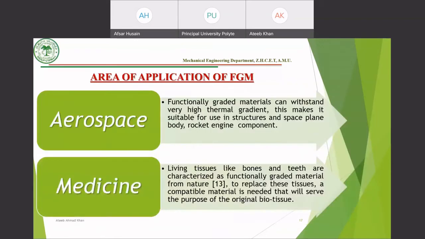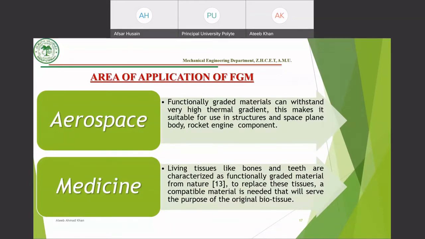Now, moving on to the areas of application of FGM. In the very first application of FGM, you have already seen that it has been used in aerospace applications, where you need to make a thermal barrier that can withstand heat in a small thickness. So for that reason, it has been used in aerospace applications.